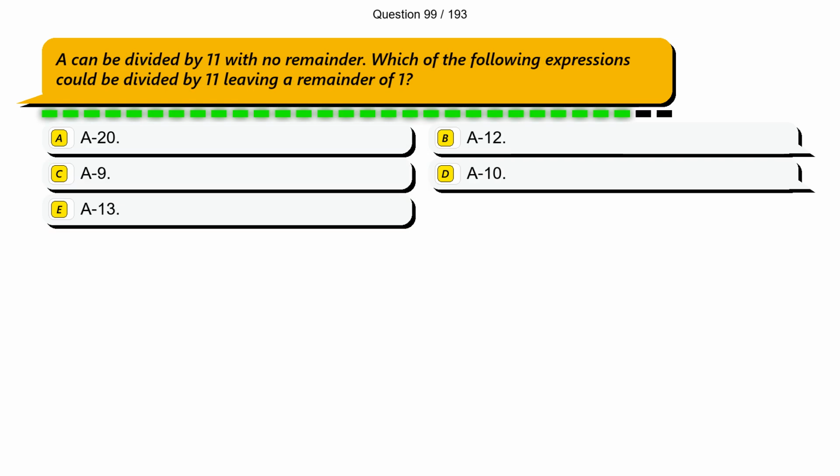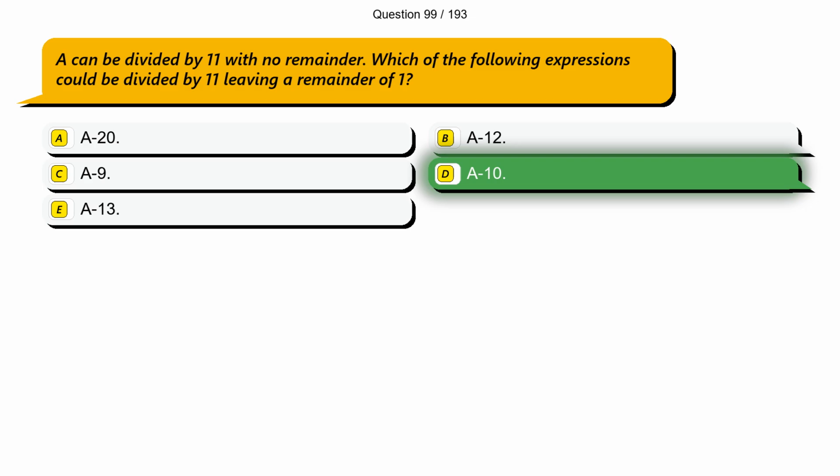Question 99. A can be divided by 11 with no remainder. Which of the following expressions could be divided by 11 leaving a remainder of 1? Option A, A plus 20. Option B, A plus 12. Option C, A plus 9. Option D, A minus 10. Option E, A plus 13.